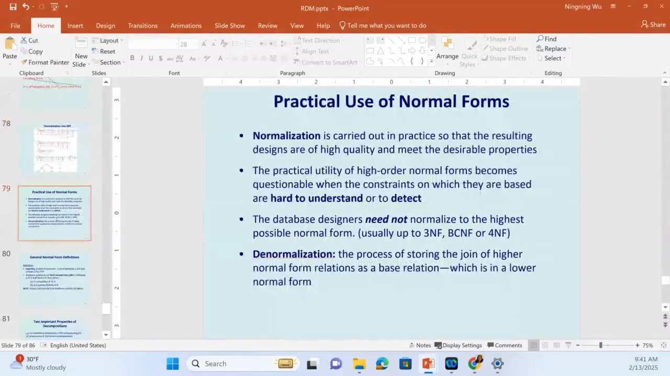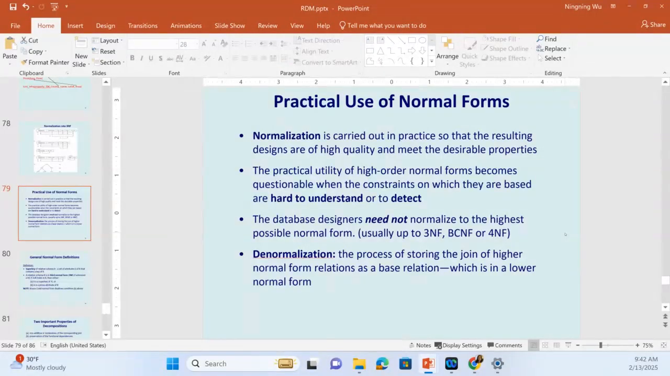Okay, now for the normalization, we need to be aware that if we strictly follow the normalization process, then after we finish the process, we get a set of tables. Each individual table is guaranteed to be in 3NF. So that's a very nice thing about the normalization process.